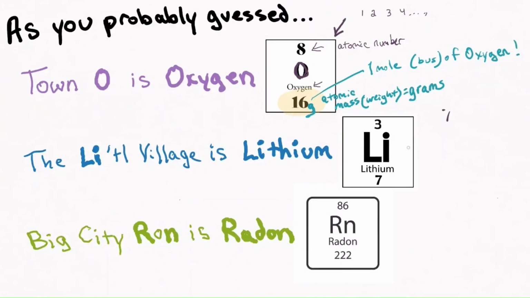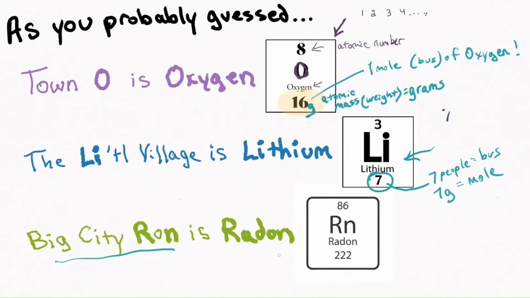Now, Little Village is lithium, and there's the element name and everything. So this number down here, this is the atomic mass. So 7 people on a bus, 7 grams of lithium in a mole. Okay, now the big city Ron, he wanted you to spell his name RN because he was in a hurry, right? Well, that's short for radon. And down here is the 222 people in a bus. And that's 222 grams in a mole.